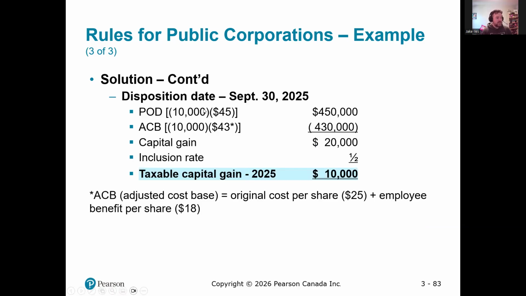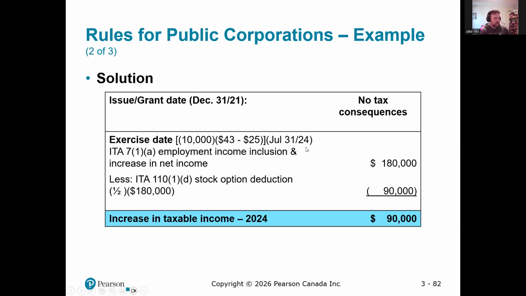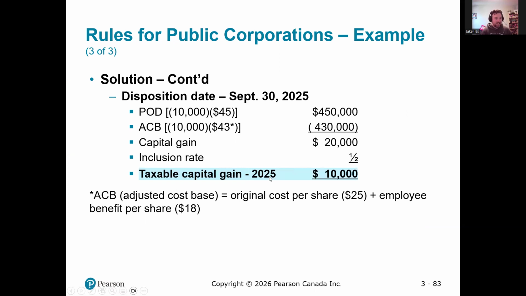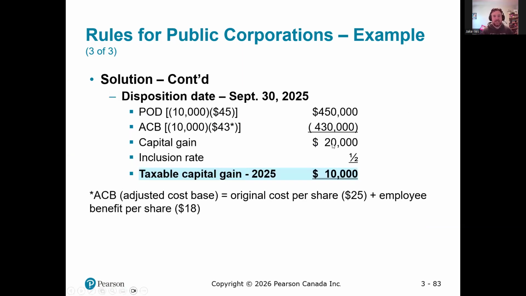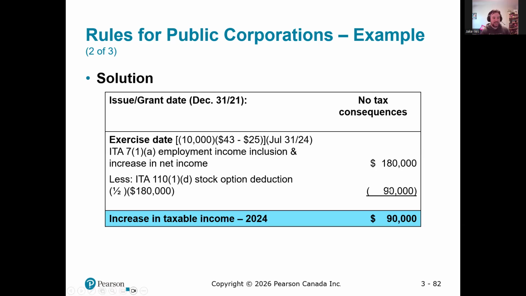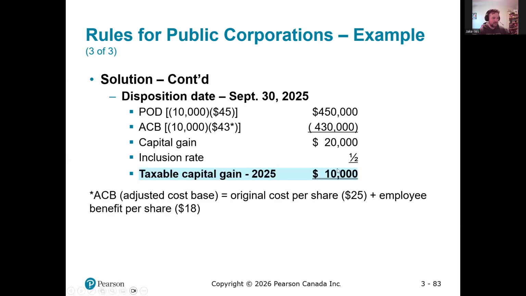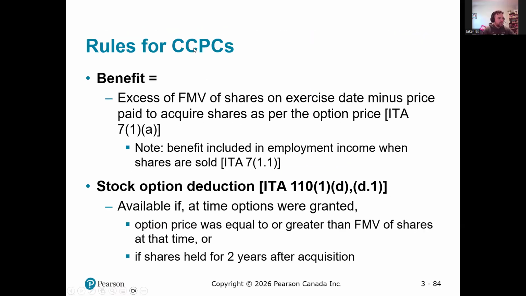When we disposed of it, that happened in 2024. So it's a public company. In 2024, we included income of $90,000. In 2025, we sold the shares for $450,000. Our fair market value when we exercised was $430,000, so our capital gain is only $20,000. Half of that, we have an income inclusion of $10,000. So in 2024, we added $90,000. In 2025, $10,000. For CCPCs, it's very similar.